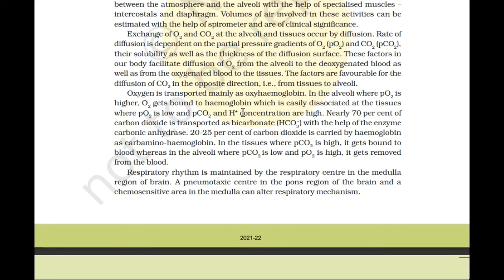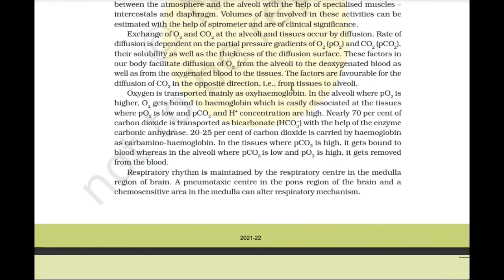Rate of diffusion depends on the partial pressure gradient of oxygen, PO2, and CO2, PCO2, their solubility, as well as the thickness of the diffusion surface. These factors in our body facilitate diffusion of O2 from the alveoli to the deoxygenated blood as well as from the oxygenated blood to the tissue. The factors are favorable for the diffusion of CO2 in the opposite direction, that is, from tissue to alveoli.